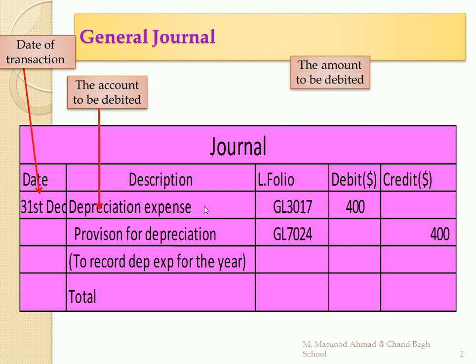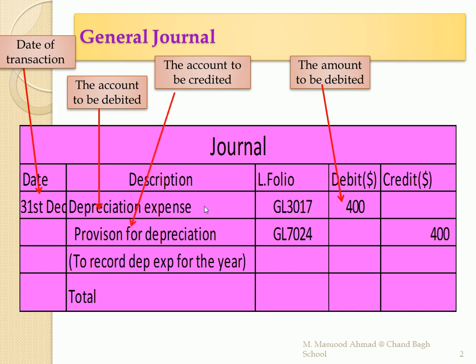The amount of depreciation, $400 here, is to be debited in the depreciation account. According to this journal record, in the depreciation ledger we will debit amount 400. In the same way, as you know, debit is always equal to credit. Let's see the credit entry: the account to be credited here is provision for depreciation, and in front of provision for depreciation the amount written is 400.